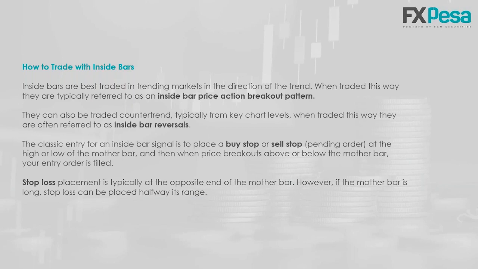Now, for the stop loss, you check out for the appropriate level to put the stop loss on the opposite end of the mother bar, depending with the direction that you're having your order filled. So if the mother bar is long, then you can maybe check on whether you can have the stop loss at mid-range of that bar.